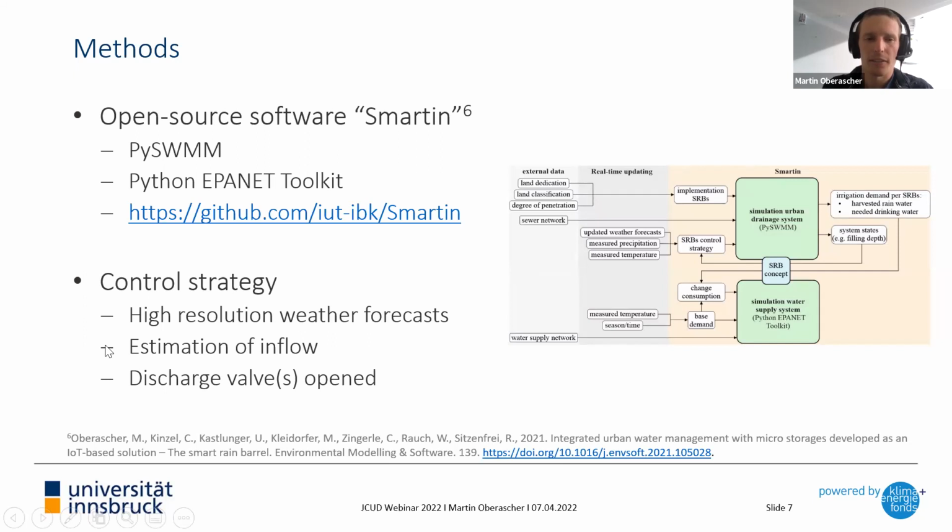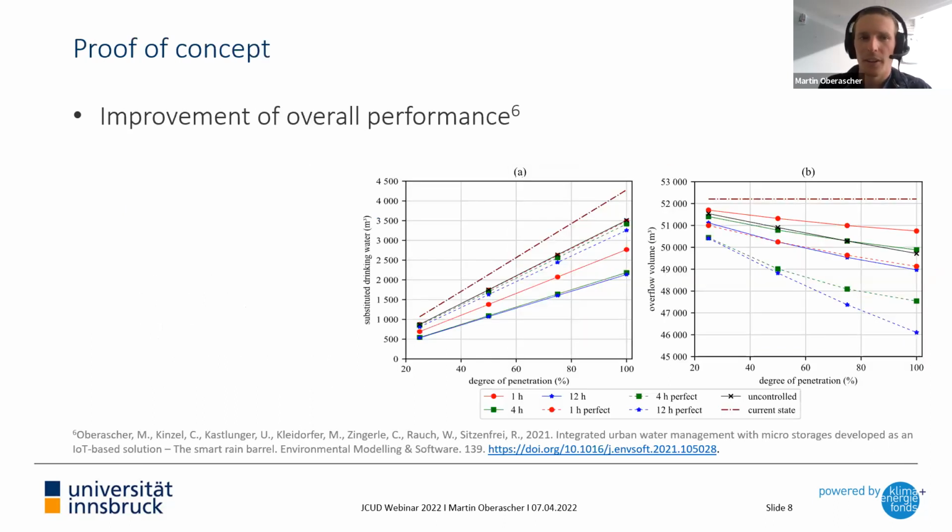A key element of the control strategies are the high resolution weather forecasts, and we use the predicted rainfall to estimate the inflow into each smart rain bell, and if the inflow exceeds the available detention volume, each discharge valve is opened. The first results showed that a large-scale implementation of smart rain bells can clearly improve the integrated system performance by providing a sufficient amount of rainwater to substitute drinking water and also to reduce the CSO overflow volume.